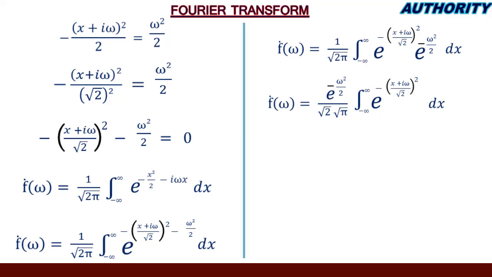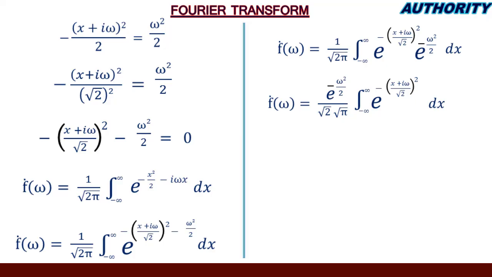Alright, so we have the integral from negative infinity to positive infinity of e raised to the power of minus [(x plus iω) all over square root of 2] squared dx. Let's call this equation 3. Okay, good. Again, let's find this integral. For us to find this integral, we are going to use integration by substitution.